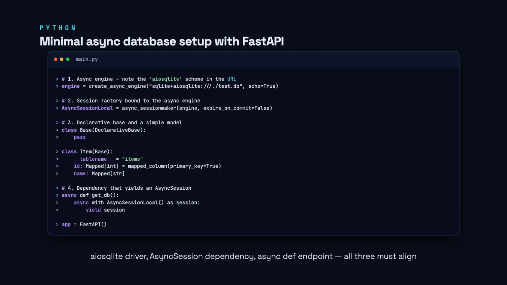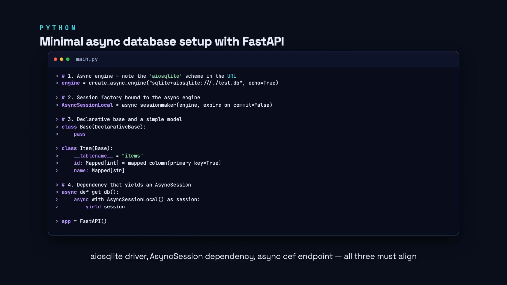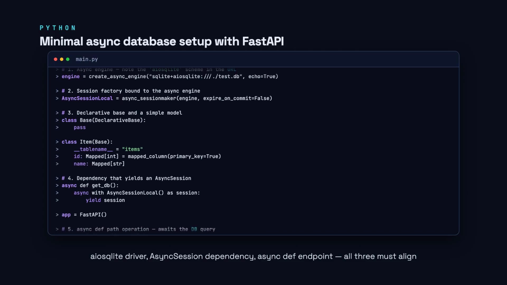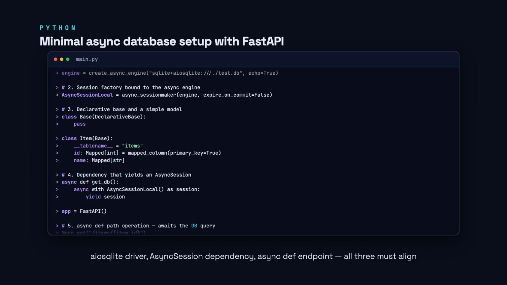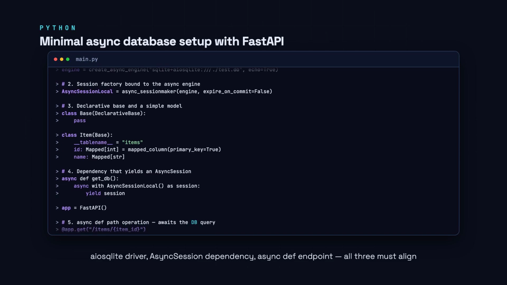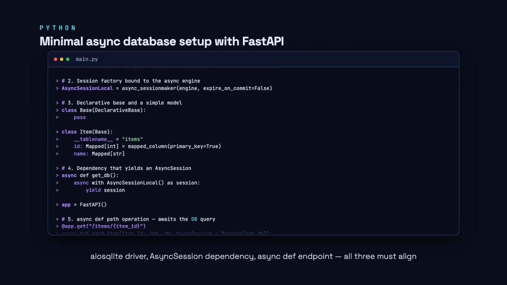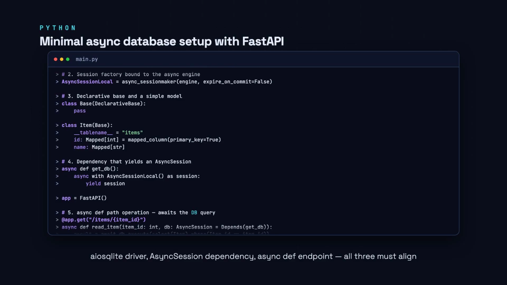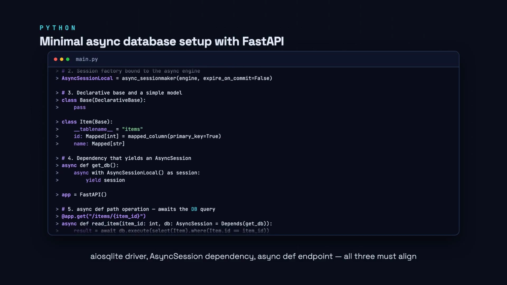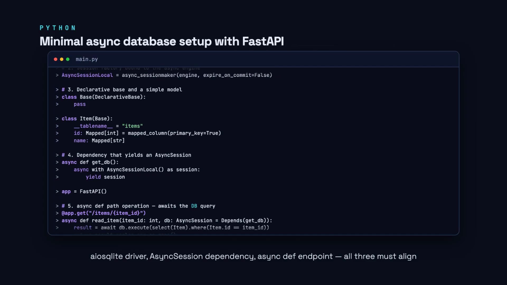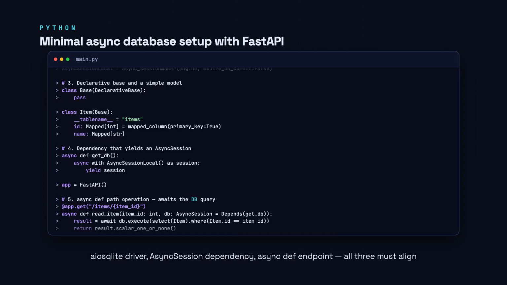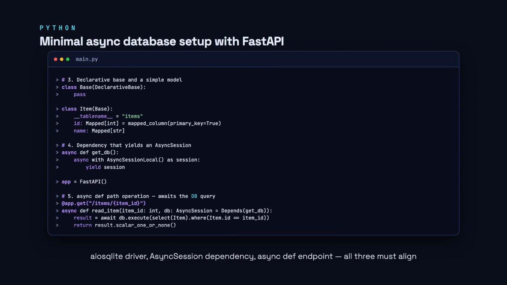The get_db function is a FastAPI dependency. It opens an async session using async with, then yields it, so FastAPI can inject it into the path operation and still close it cleanly afterward. Finally, the path operation is async def, so it can await db.execute. The select call builds a SQL select, execute runs it against the database without blocking, and scalar_one_or_none returns a single item or None.